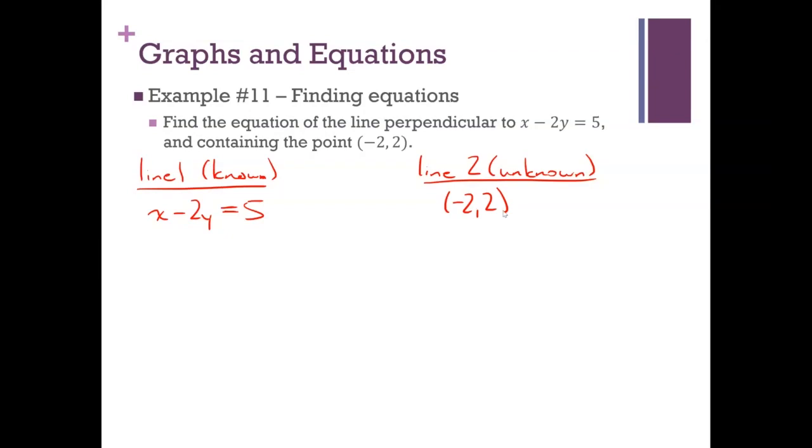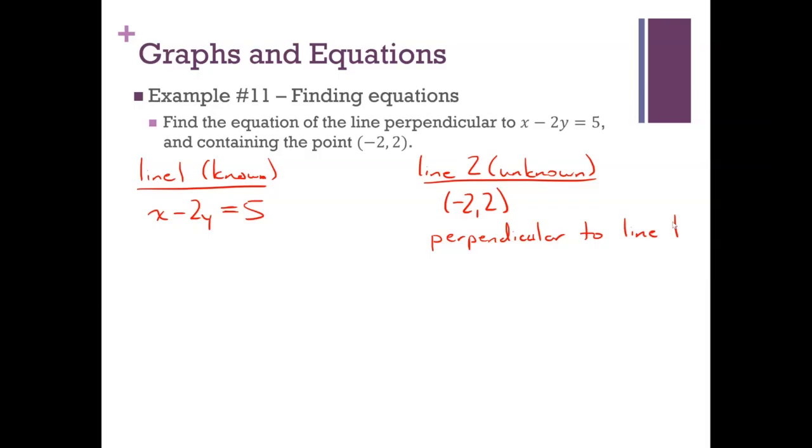Is there anything else that I know? So I do know that line 2 is perpendicular to line 1. So that's a valuable thing to know because that tells me something about, if I get information about line 1, I can use that to tell me information about line 2. So when lines are perpendicular, how are they related to each other? The slope, we know that they're connected to the slope somehow.